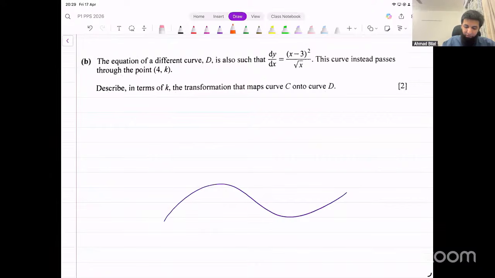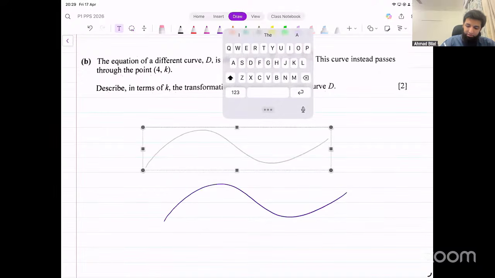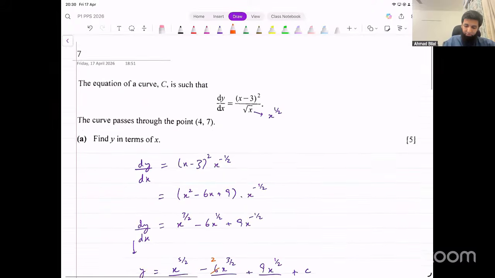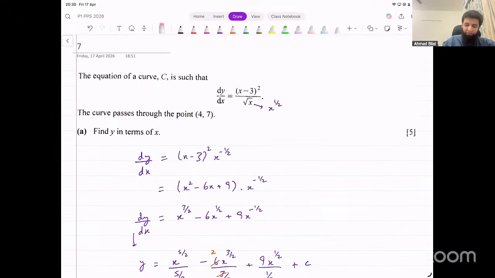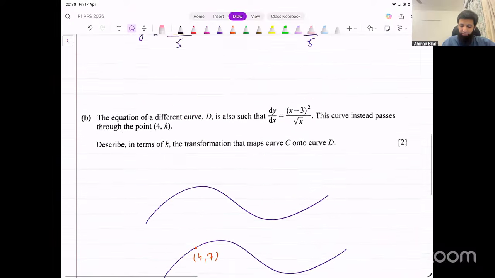Then the new curve that we've got now has the same gradient, so it will be exactly the same shape. Let's say it looks like this. Now there is some point on the original curve that has an x coordinate of 4, with coordinates 4, 7.